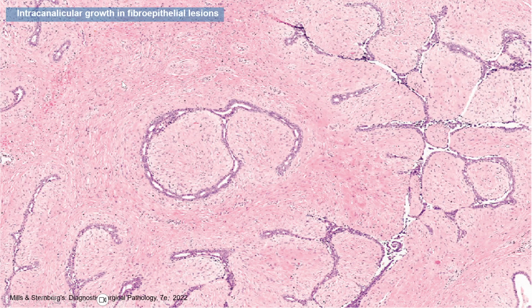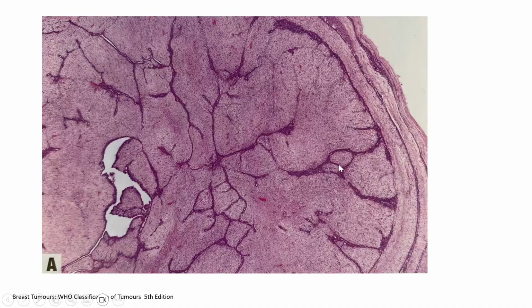So let's see these fibroadenoma images. This one shows intracanalicular growth. Intra means the stroma grows in the TDLU, so it will compress the epithelial glands. So we have epithelial proliferation and also stromal proliferation. So this is a biphasic tumor.